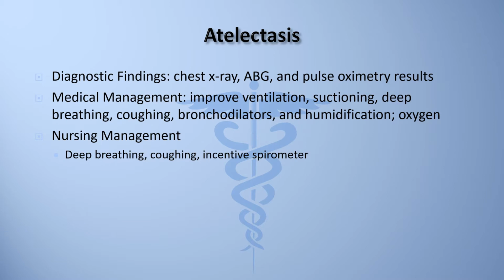Some diagnostic findings would be a chest x-ray, looking at ABGs, and monitoring the pulse oximetry results. Medical management is we want to improve ventilation. We can do this by suctioning, deep breathing, and coughing, provide bronchodilators if ordered, humidification and oxygen if needed. The best thing we can do is try to prevent atelectasis. Nursing management: deep breathing and coughing, and the use of that incentive spirometer that we talked about.